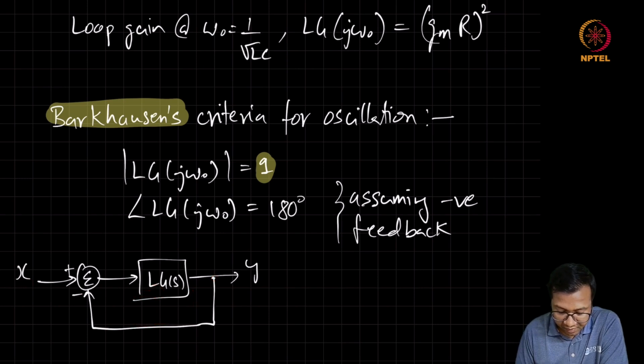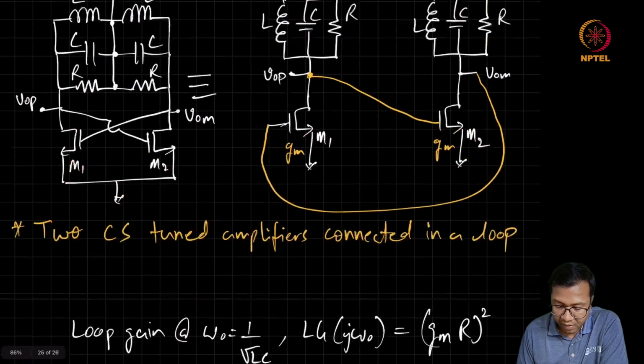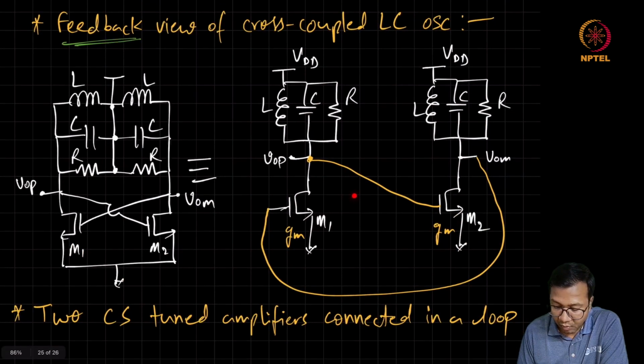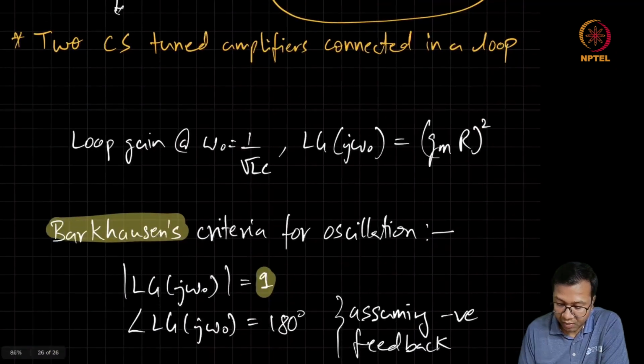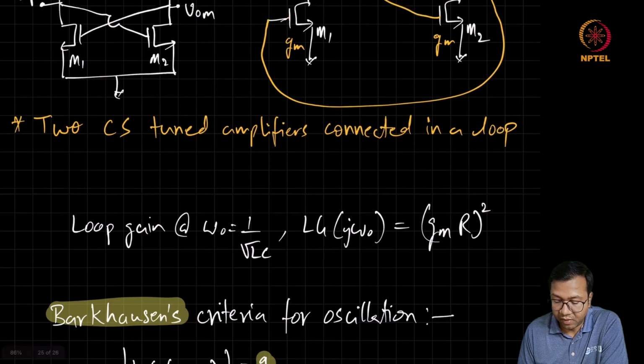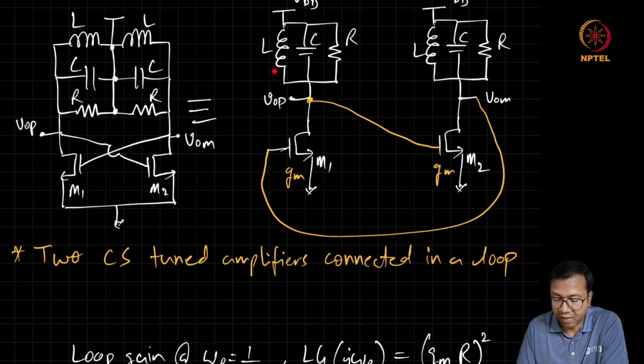In our case, if we go around the loop, then we can see that there is also going to be a 360 degree phase shift at omega naught, because at omega naught we are going to get an overall gain of only GM R square. These reactive components are going to just tune each other out.